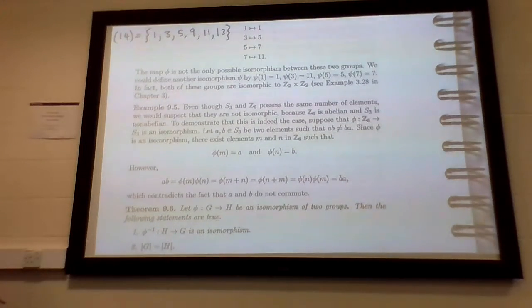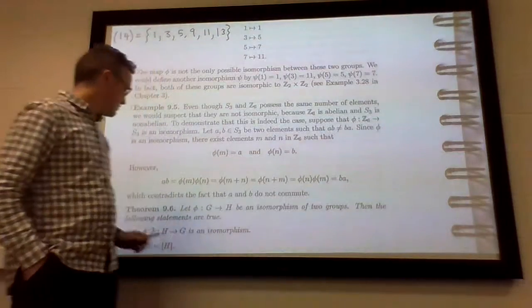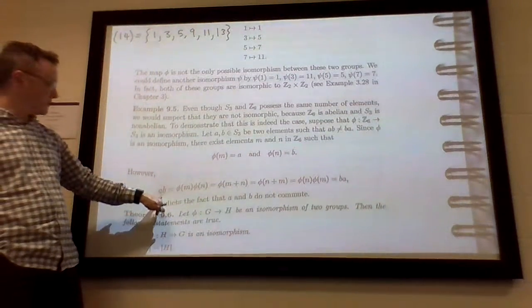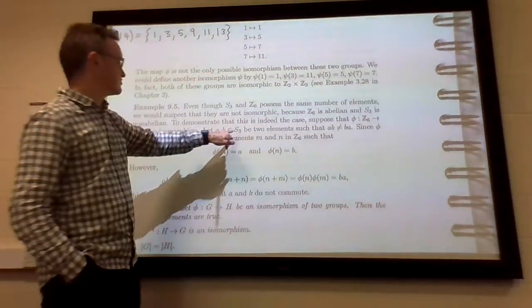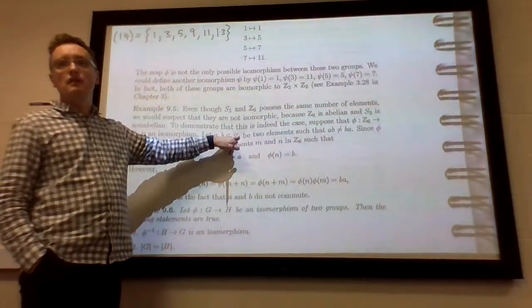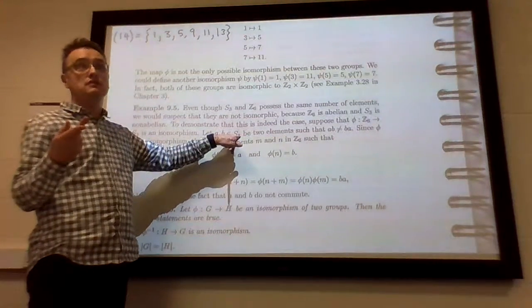And what we end up doing, with appropriate application of the homomorphism property, is looking from beginning to end. We somehow prove that A times B is equal to B times A, and this is within S3. Now that's true for some pairs of elements in S3, but it's not true in general.